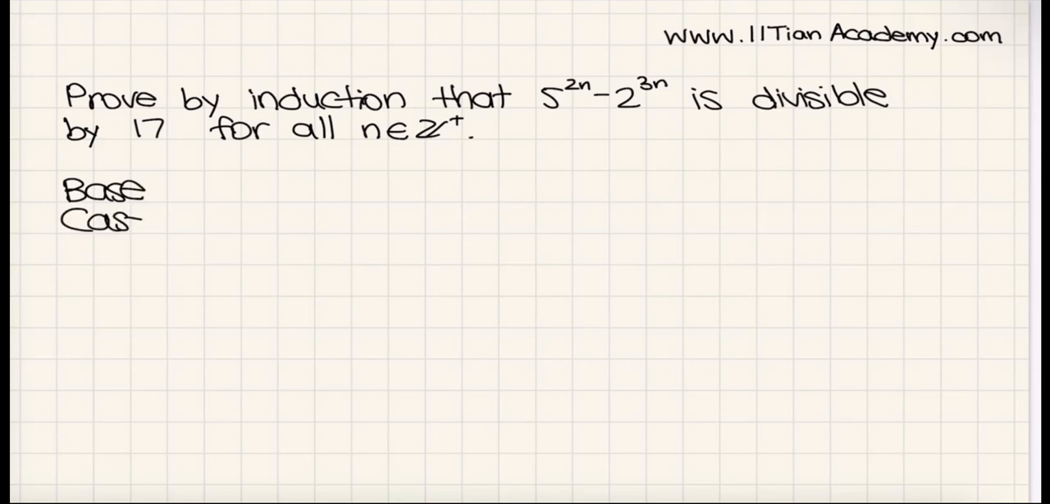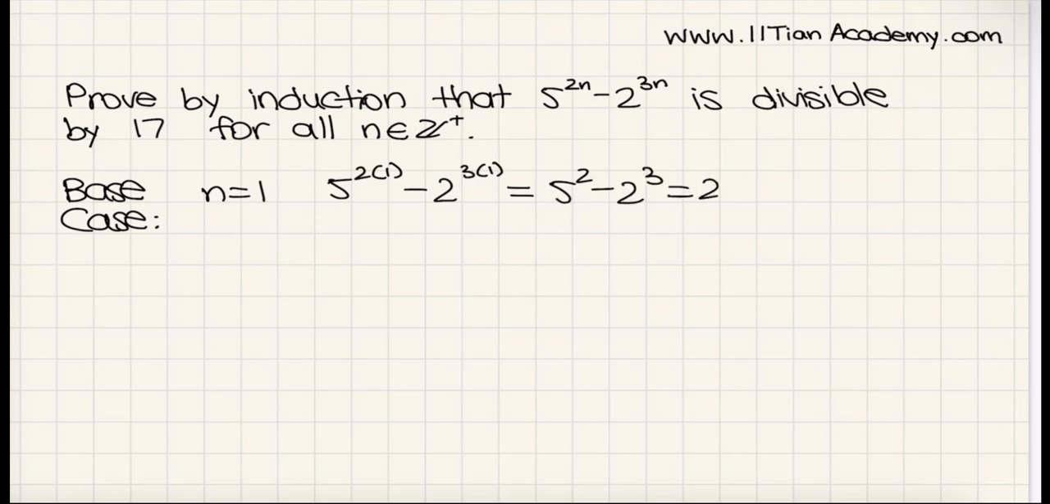So for the base case, we're going to set n equal to 1 and ask, if n is equal to 1, do we get something divisible by 17? Well, let's see. If n is equal to 1, that means we have 5 to the power of 2 times 1 minus 2 to the power of 3 times 1, and that's equal to 5 squared minus 2 cubed, which is equal to 25 minus 8, which is equal to 17. Now 17 is of course divisible by 17, that's for sure, so therefore we can give a check to our base case. We have done it.